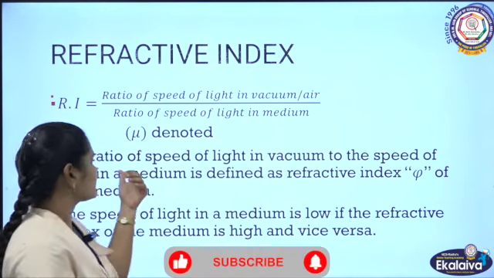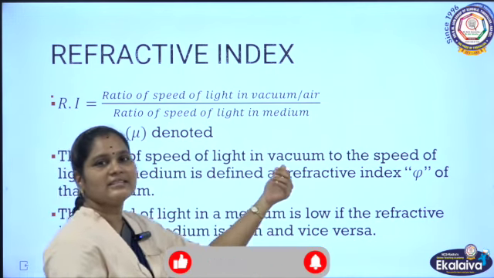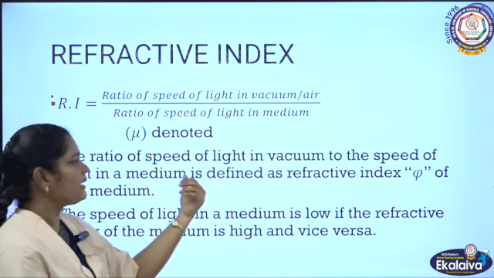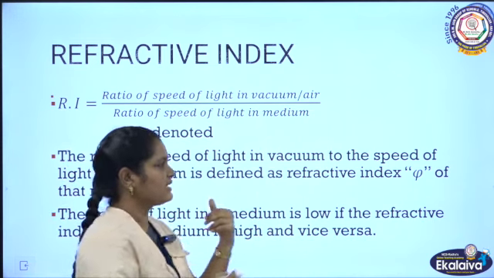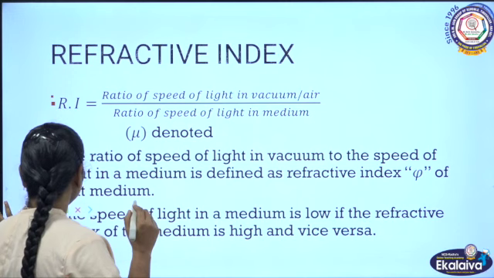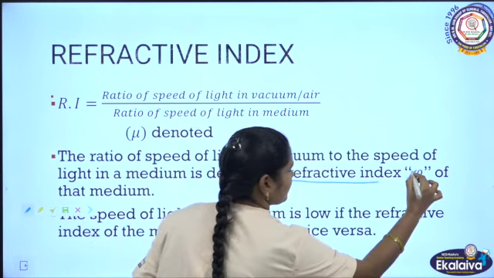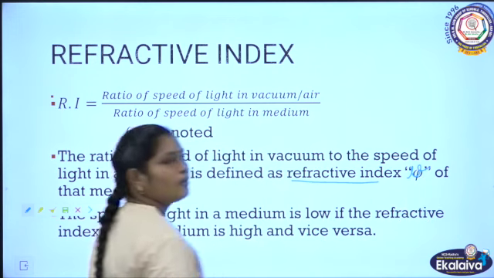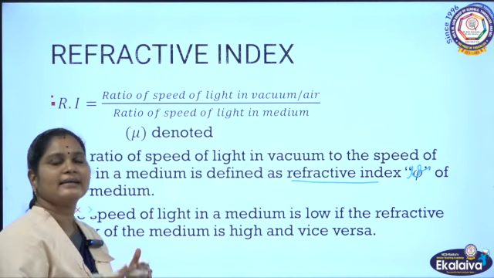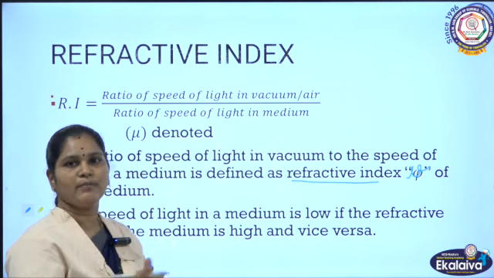Refractive index is defined as the ratio of the speed of light in a vacuum to the speed of light in a medium. We denote refractive index as mu. So refractive index is responsible for changing the velocity of light in two media.